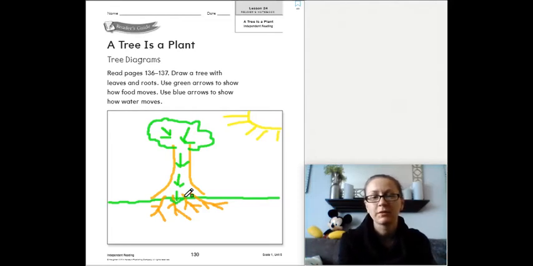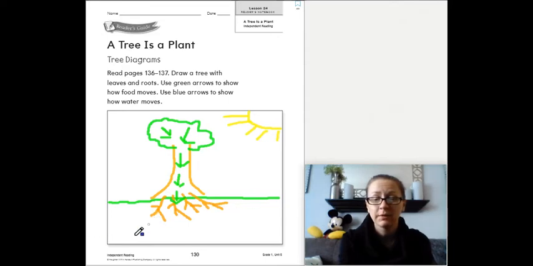So there are my green arrows for food. So the food moves from the leaves down through the tree. Now we're going to use blue arrows to show how water moves. So we know that when a tree takes in water, it takes in water through the roots. So blue arrows are going to go in the opposite direction.